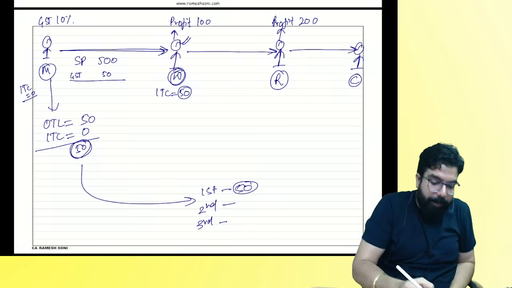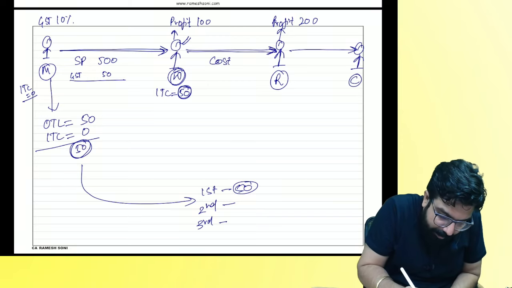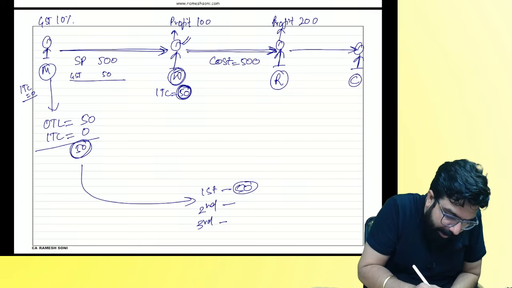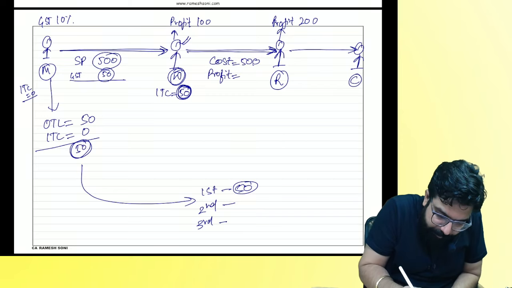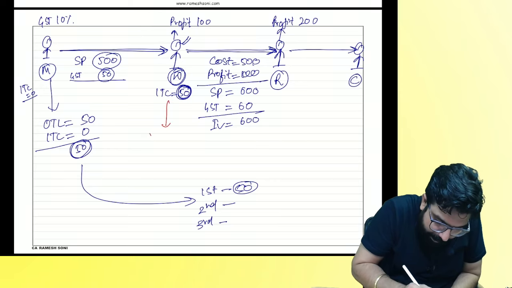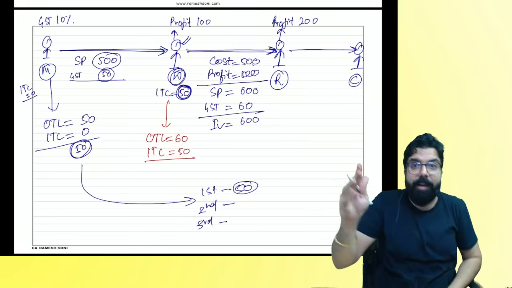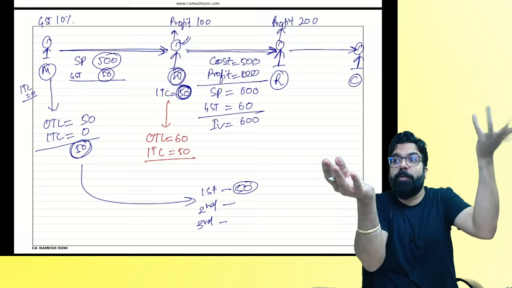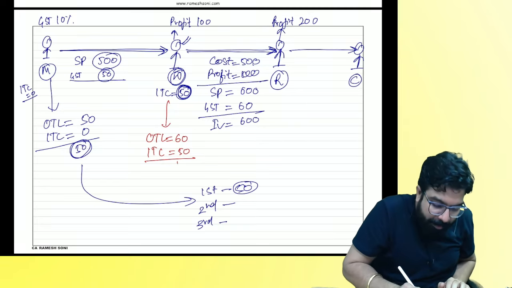Sure. So now tell me, the wholesaler got a 50 rupees credit. He will sell. His cost is how much? 50 got the credit and the remaining is 500. Profit is how much? 100. Can you tell me selling price? Can you tell me GST? Can you tell me invoice value? Can you tell me his calculation now? Output tax liability 60. Input tax credit 50. See, government just told him, next time when you have to pay, you deduct. So output 60, say 50 deducted. Can you tell me how much government will get?